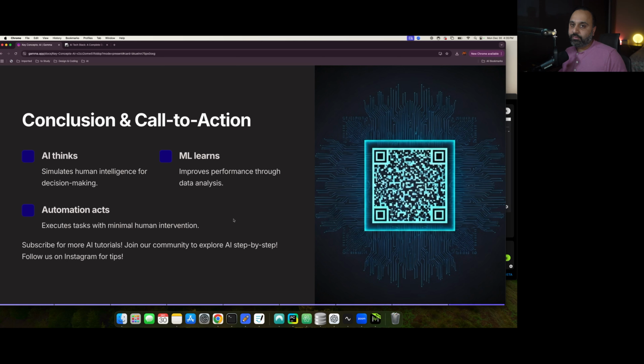Conclusion: AI thinks. We learned that today. There's a difference between AI and automation. ML learns and the automation acts. Oh, by the way, this is written by AI. I didn't write it. So this is pretty good. And I told it to write something that gives you a sense of takeaway, right?